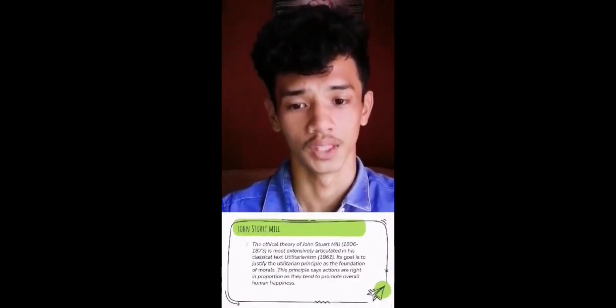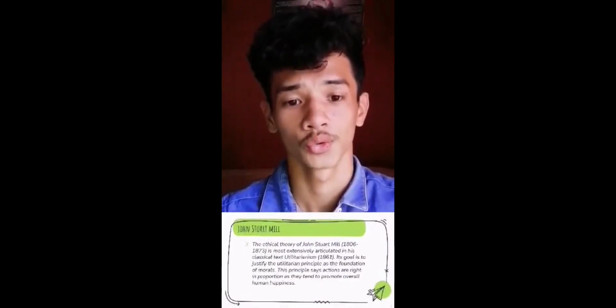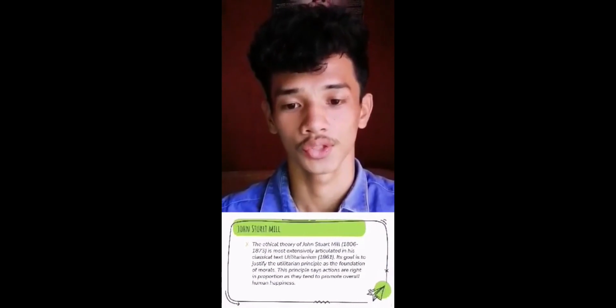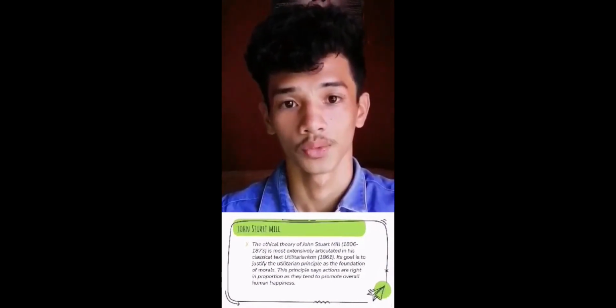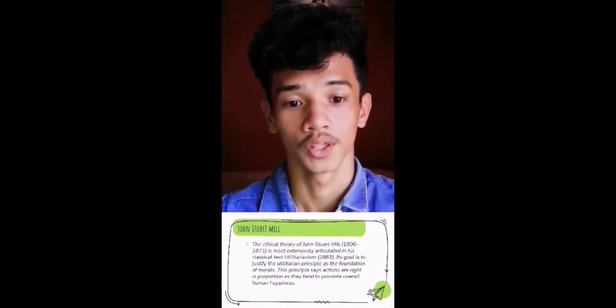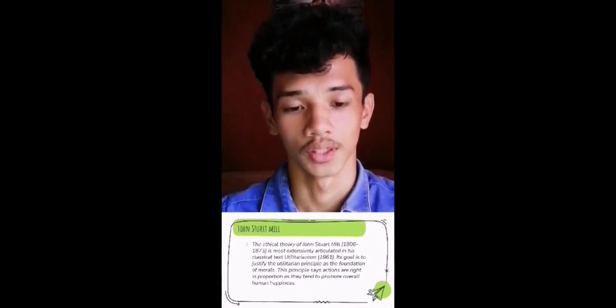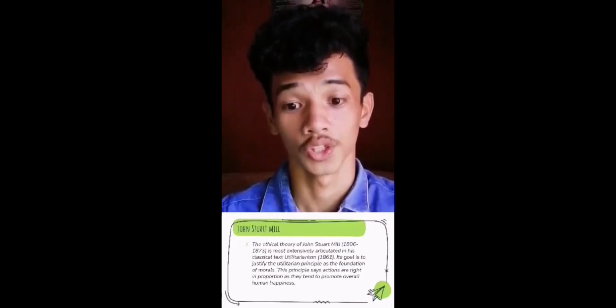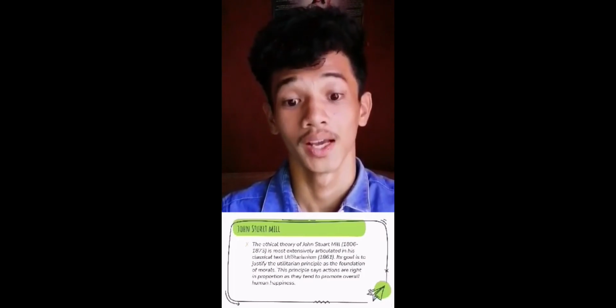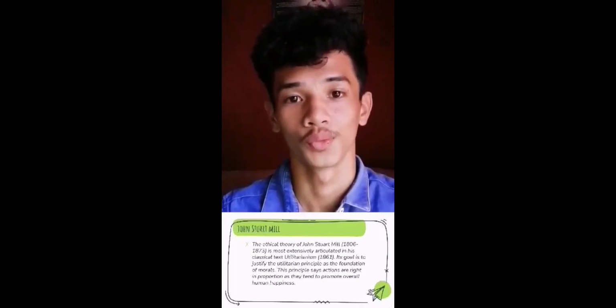John Stuart Mill. The ethical theory of John Stuart Mill, 1806 to 1873, is most extensively articulated in his classical text Utilitarianism in 1861. Its goal is to justify the utilitarian principle as the foundation of morals. This principle says actions are right in proportion as they tend to promote overall human happiness.